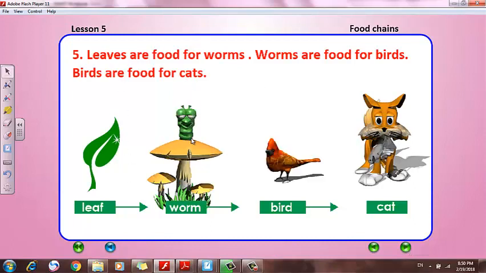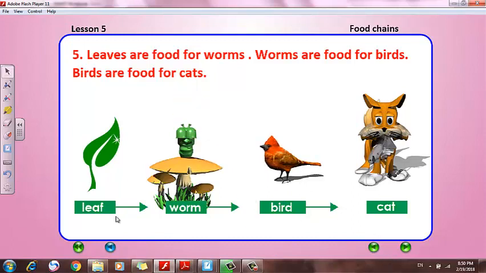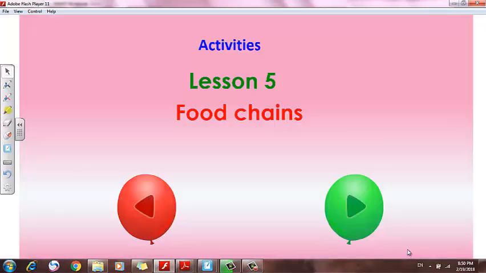Leaf eaten by the worm. Worm is eaten by the bird. Bird is eaten by the cat. What is the prey of the bird? Worm. What is the predator of the worm? Bird. What is the predator of the bird? Cat. The cat is the predator, a wild animal that eats the bird. We have 3 consumers here.